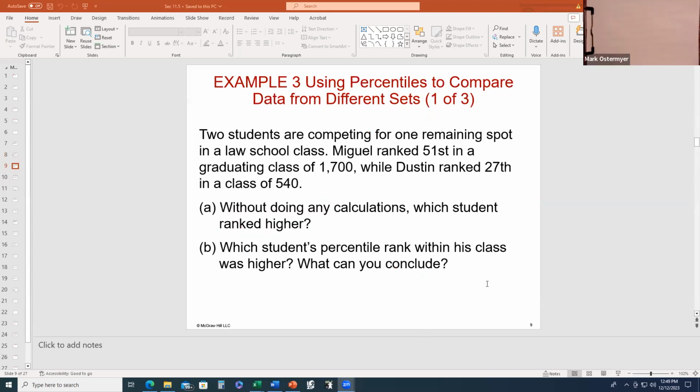Here's another example. Suppose 2 students are competing for 1 remaining spot in a law school class.